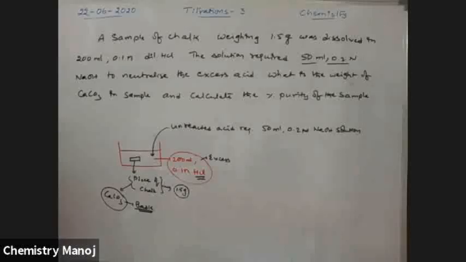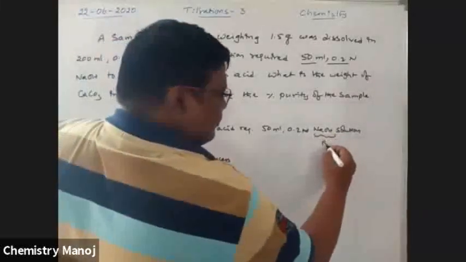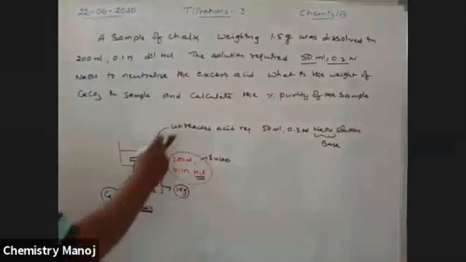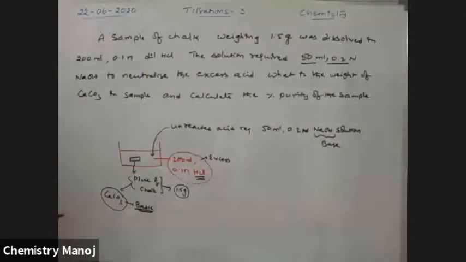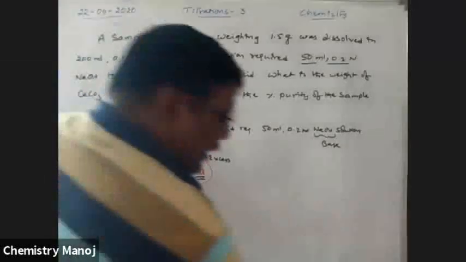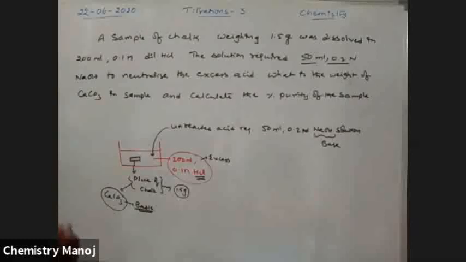Okay. So that means once again it is a base. Here one acid is treated with two bases. That means one substance reacted with two or more similar substances. It is nothing but back titration. What happened here? First of all, what is the weight of CaCO3? What is the percentage purity of this chalk?